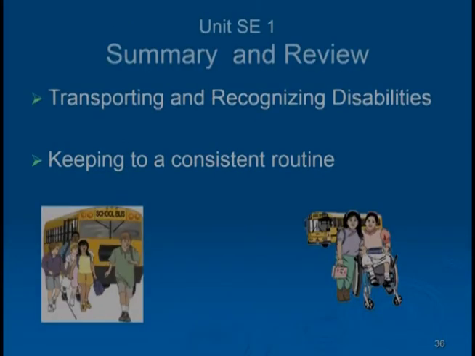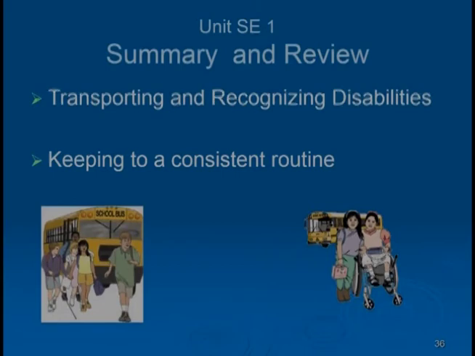Okay, let's make a summary and review. Since transportation is a related service under IDEA, adaptations involving the school bus, the method of pickup and delivery, the need for a monitor, and other special services may be included in the IEP based on the student's disability.